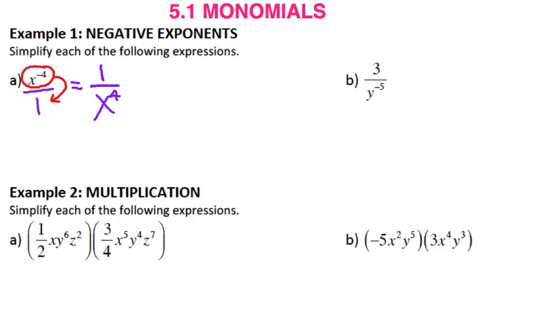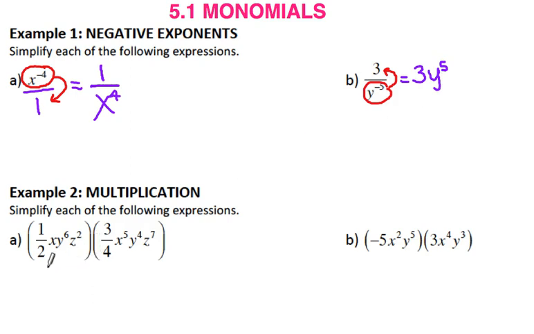For the second one, doing the same thing, except my y to the negative fifth starts in the denominator. So what I need to do is take this and move it to the numerator. That 3, we don't really have to worry about moving because it does not have a negative exponent. So my 3 stays in the numerator, and my y to the negative fifth joins it in the numerator as y to the positive fifth.